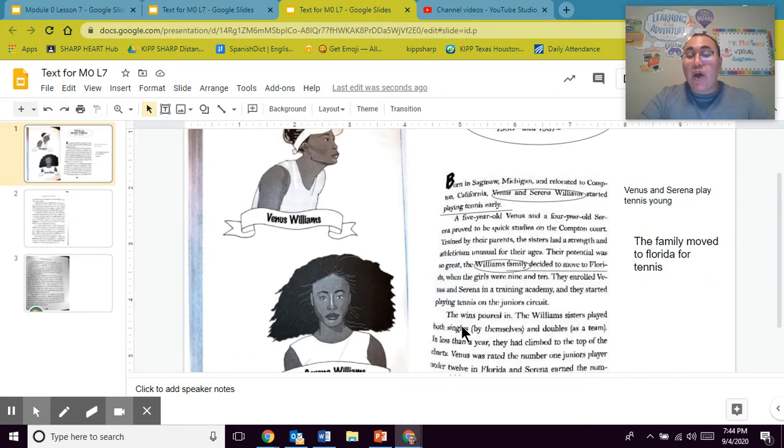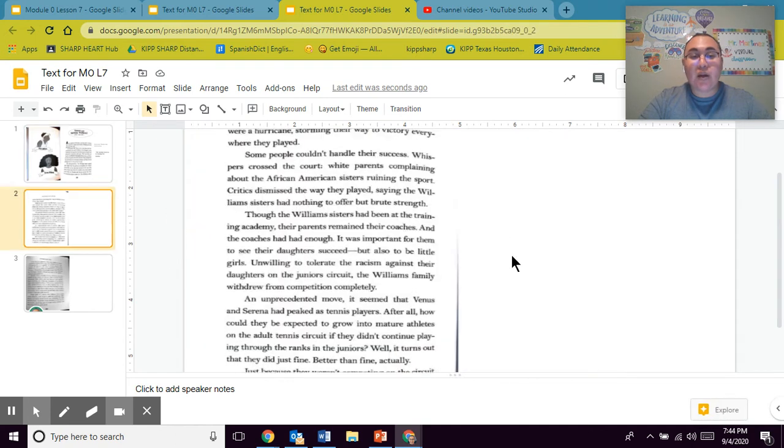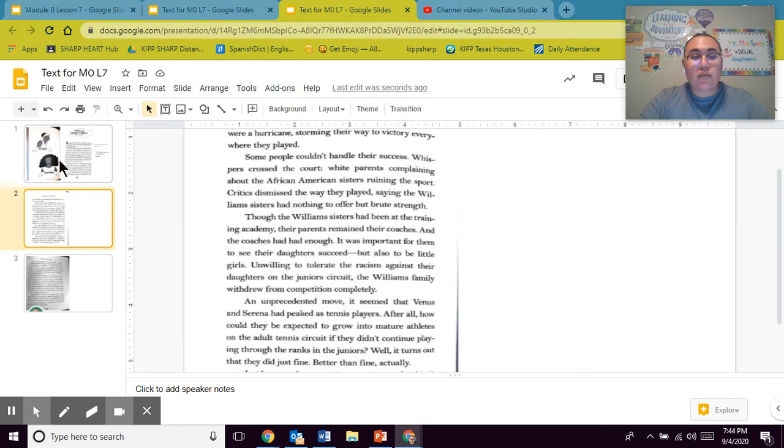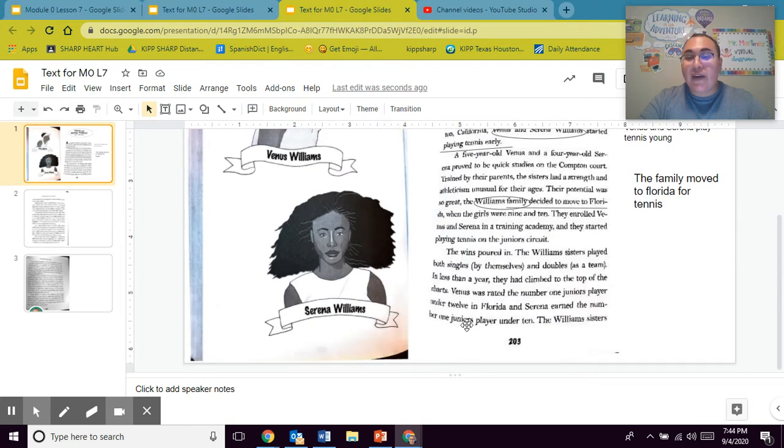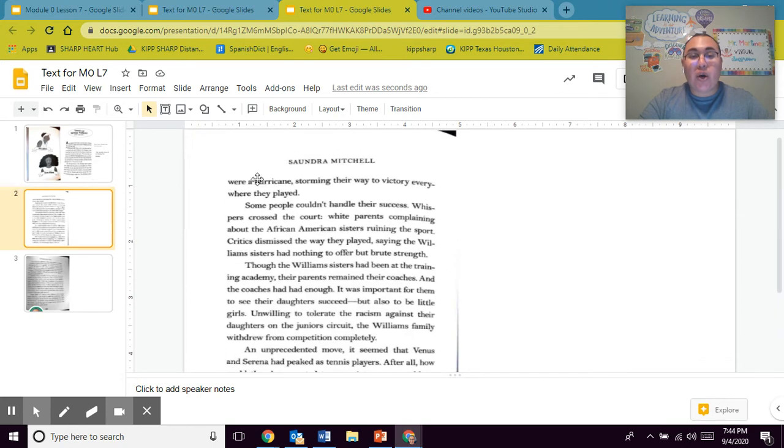Next paragraph. The wins poured in. The Williams sisters played both singles by themselves and doubles as a team. In less than a year, they had climbed to the top of the charts. Venus was rated the number one junior tennis player under 12 in Florida, and Serena earned the number one juniors player under 10. The Williams sisters were a hurricane storming their way to victory everywhere they played.